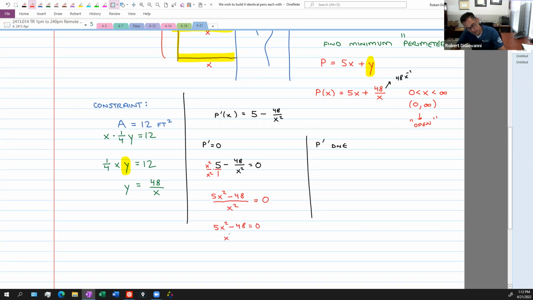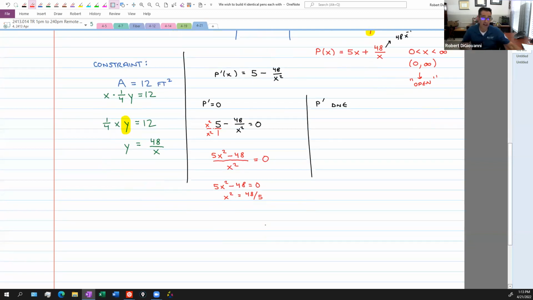I'll move things around. So I add 48 and I divide by 5. And then I get my calculator out. I'm going to figure out what x is by doing plus or minus the square root of 48 over 5. So 48 divided by 5 and square root of that. I get about 3. Let's just round it. It's about 3.1. X is approximately plus or minus 3.1.